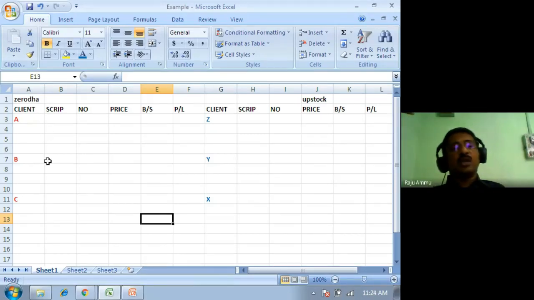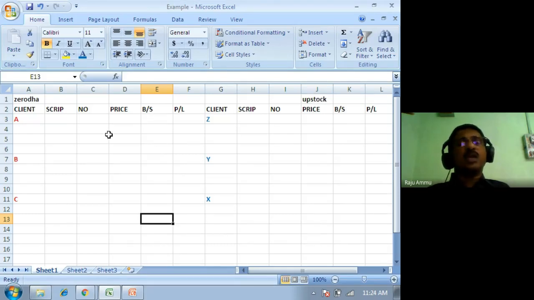Okay, friends. Now, on one side I have taken a broker called Zerodha, and on the other side I've taken another broker called Upstox, carried over from your previous example.